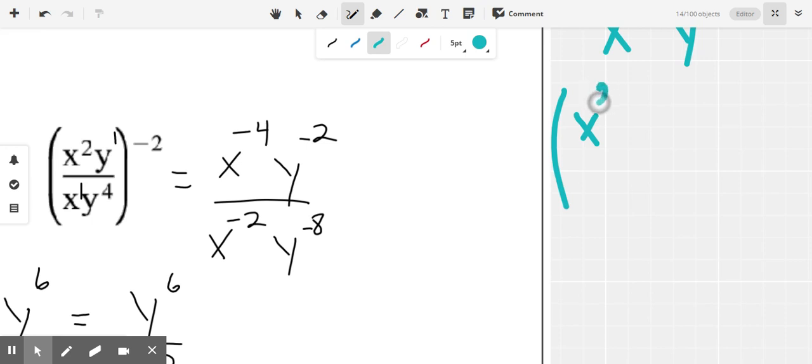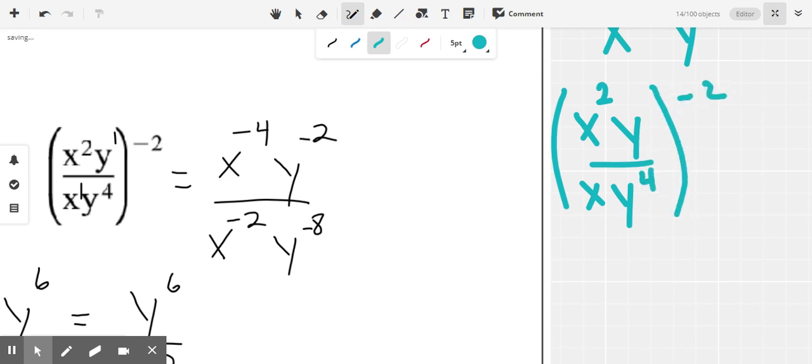x squared y over x y to the fourth, in parentheses, raised to the negative 2. All right. So this one, we've got x squared y over x y to the fourth in parentheses raised to the negative 2.